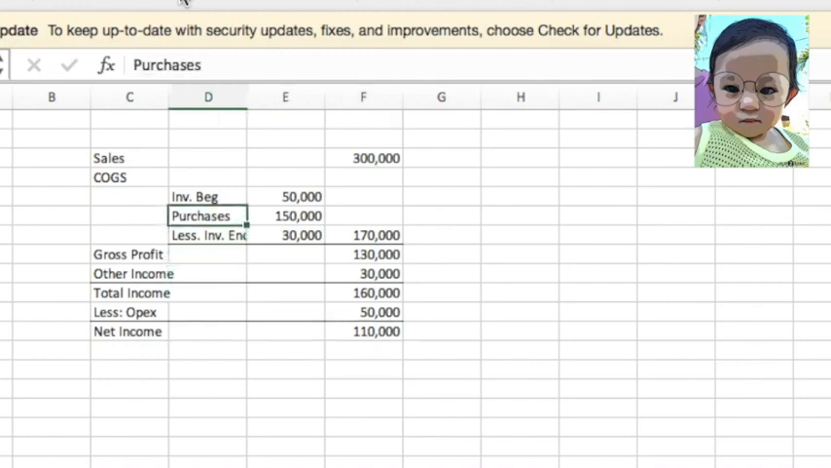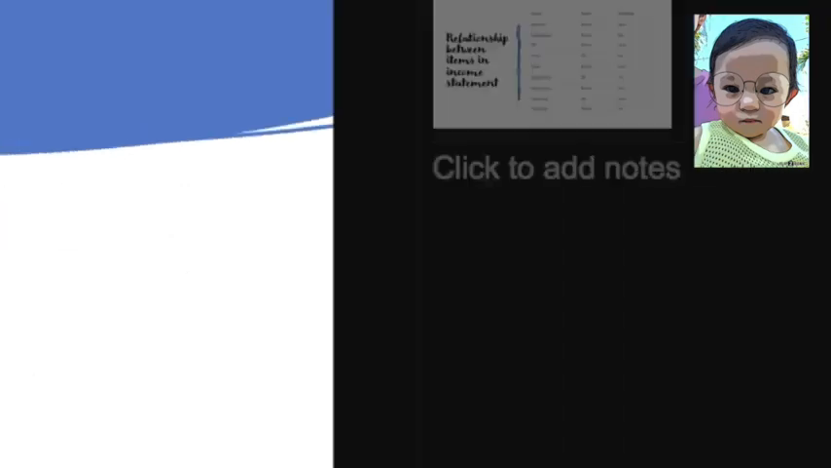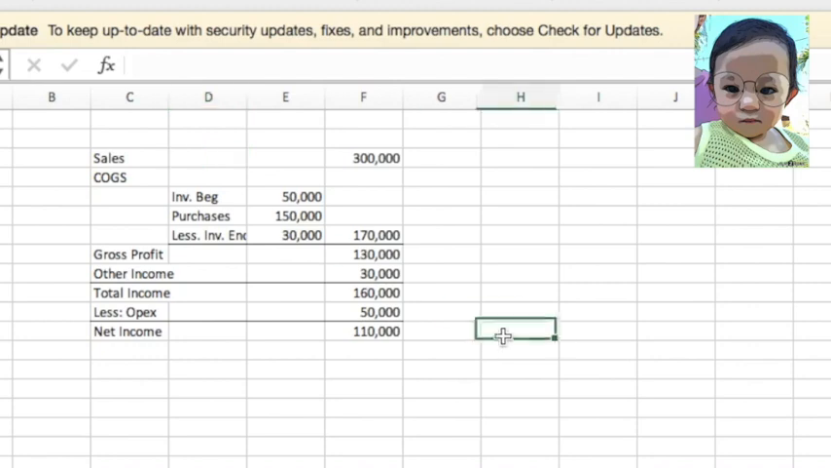So first, if the sales is understated, what happens to net income? The current net income is 110,000. Let's understate the sales. How will it affect net income? Let's make it 200,000. From 110,000, it went down to 10,000. That means if sales is decreased, net income will also decrease. If sales is increased, let's make it 500,000, net income will also increase.